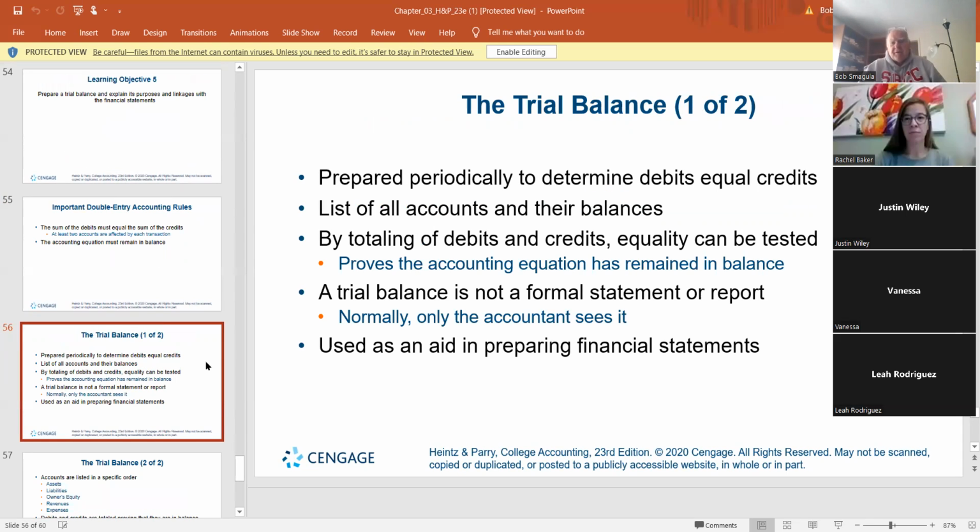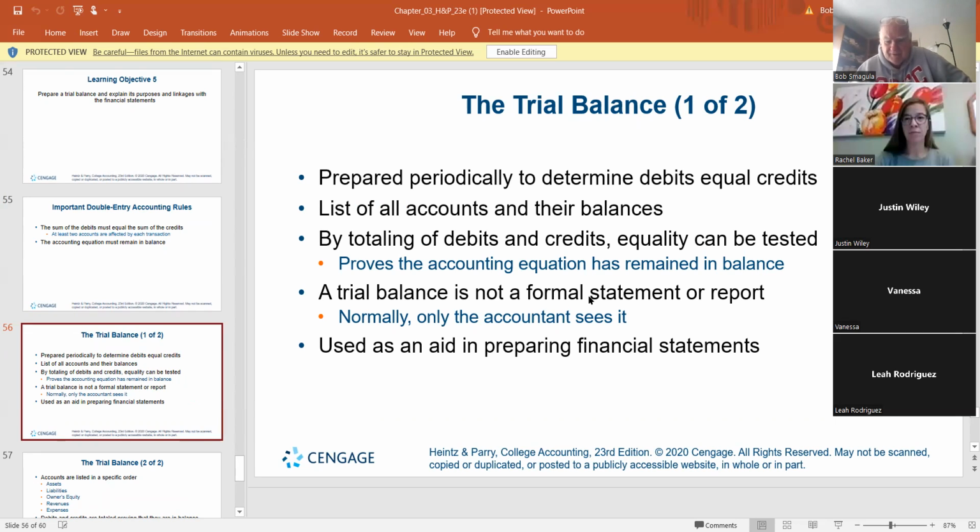And it's typically prepared at month end. You come to work on March 1st, you're the accounting people. The first thing someone's going to do is run a trial balance. And then you're going to start doing your analysis for month end, or start doing the financials perhaps. So the trial balance, you pretty much print it out whenever you want, but month end typically. By totaling of debits and credits, equality can be tested, we're in balance.